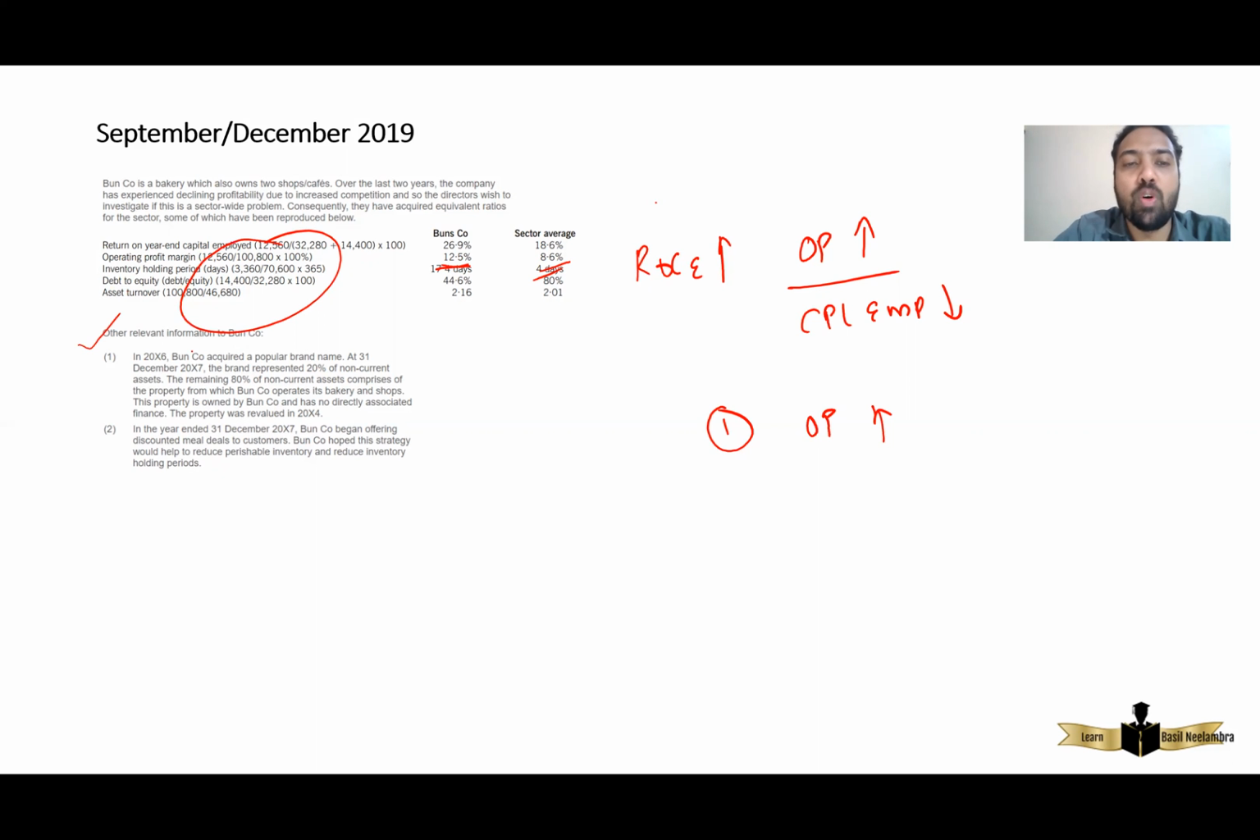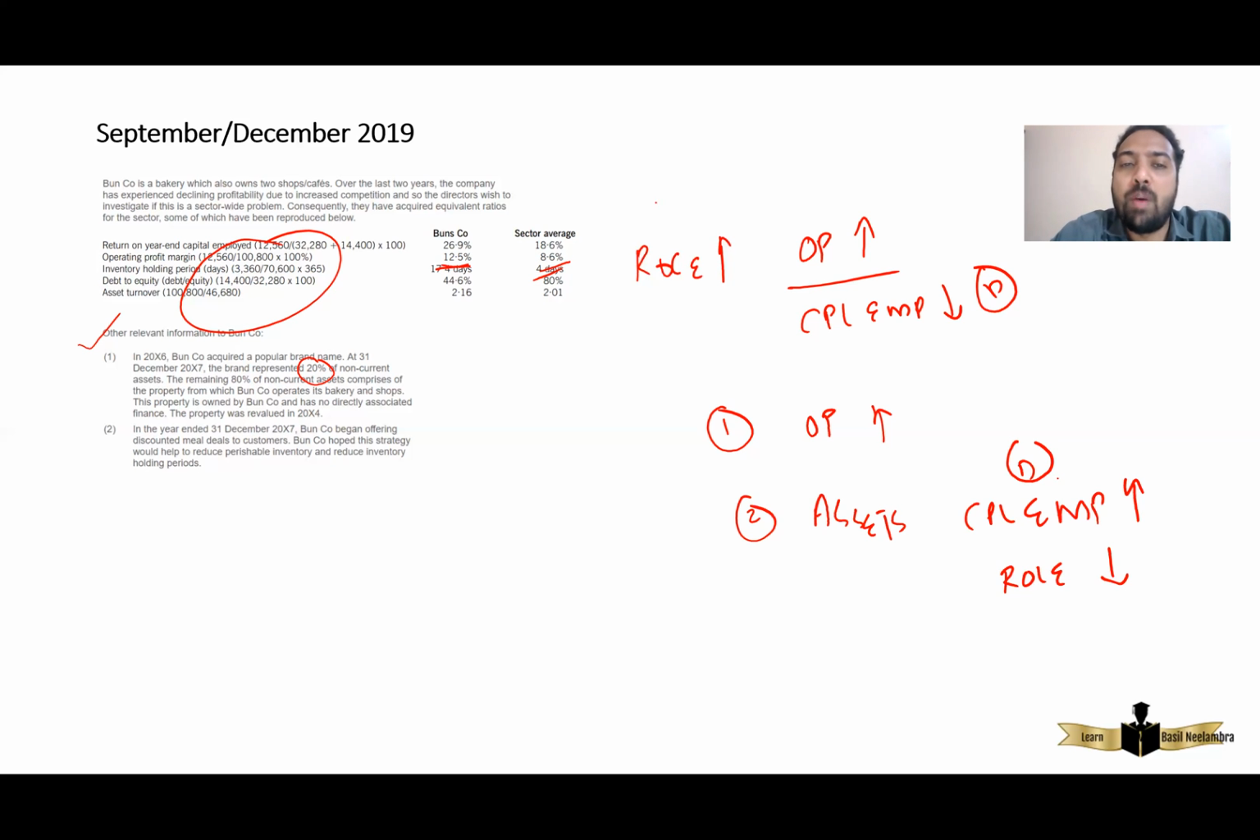There is other relevant information given. In X6, Bunge acquired a popular brand name. At 31st December X7, the brand represented 20% of non-current assets. In my last part, I told you how to interpret ROCE when there is an acquisition. When there is an acquisition, all the assets of the acquired company become the assets of the company that acquired it. So the assets will be higher. If assets are higher, capital employed will be higher. If capital employed is higher, ROCE will be lower because the denominator and the ratio are inversely related. But our ROCE is higher, so that is not the reason. So we cannot comment on that.